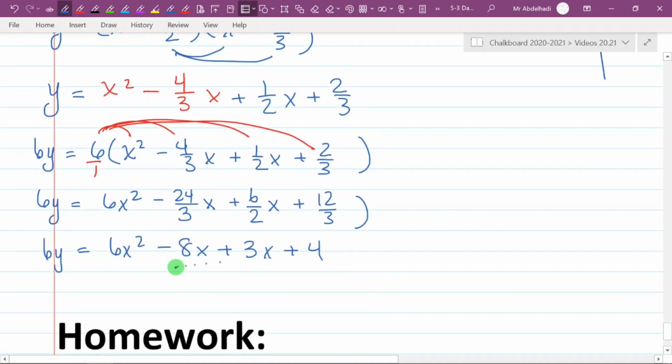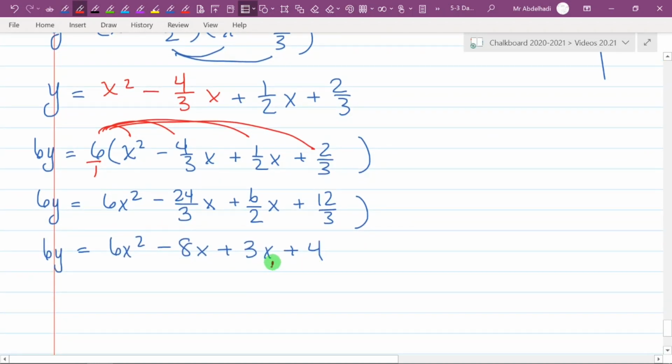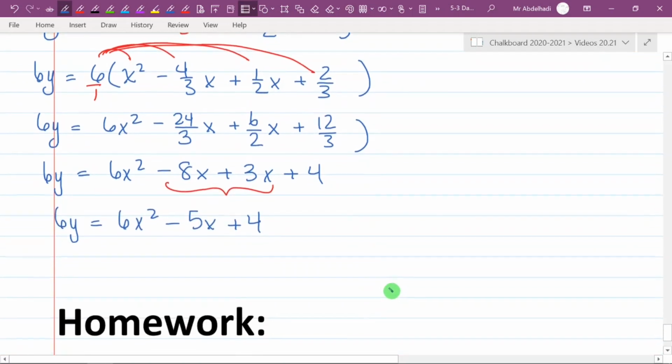And you can see that the two middle terms are like terms. You can add them together. Now, we get here. We're almost there. If this 6 wasn't here, this would be perfect. This would be a parabola that goes through those two x-intercepts.